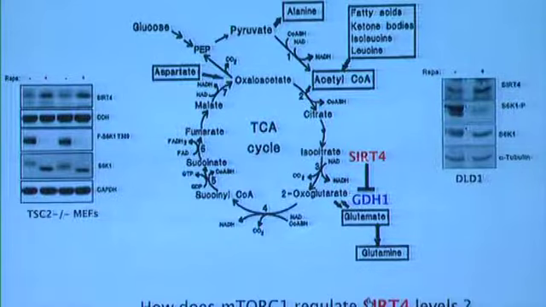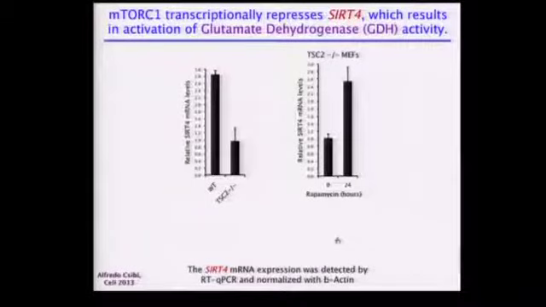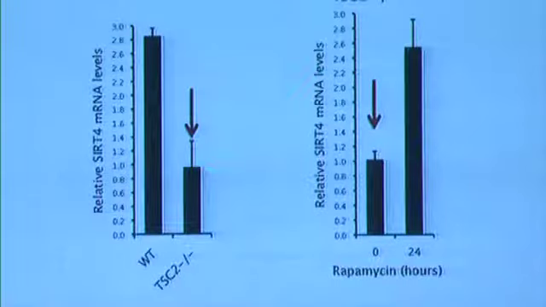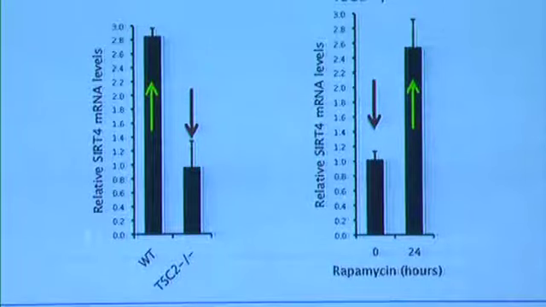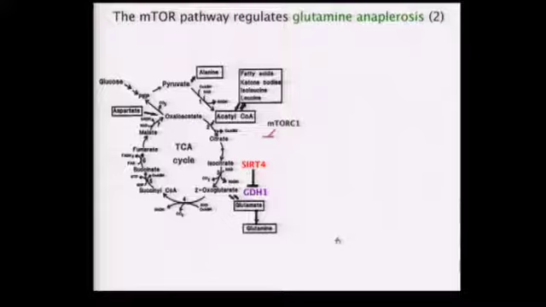So how does TORC1 regulate SIRT4 levels, this inhibitor of GDH activity? I'm not going to go through this. This just shows you that it's a transcriptional effect. When you have high TORC1, you have low SIRT4 mRNA, and when you inhibit TORC1, SIRT4 mRNA goes up. And therefore, GDH activity is regulated through TORC1-mediated control of SIRT4 transcription, unlike the TORC1-mediated control of GLS, which is translational. So we have TORC1 upstream of SIRT4 through a transcriptional mechanism. But we still were not done. We still needed to bridge this gap. So how is TORC1 regulating SIRT4 transcription?